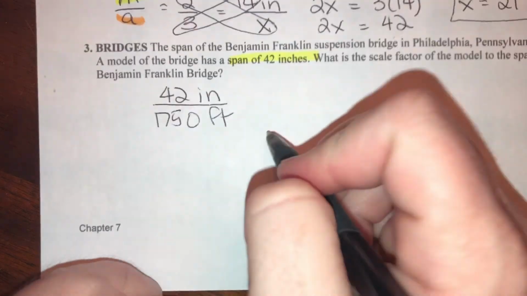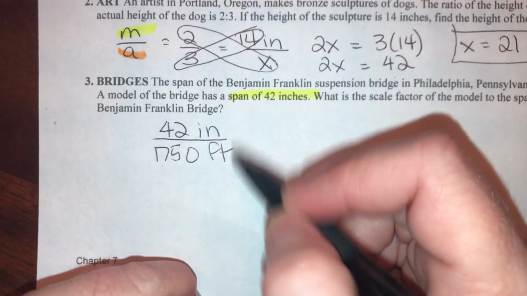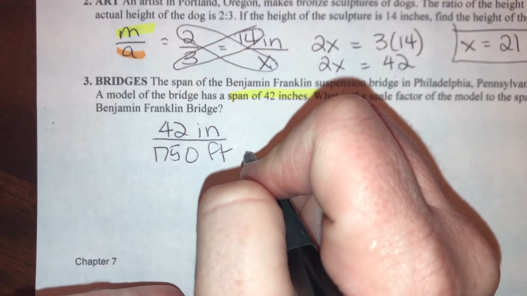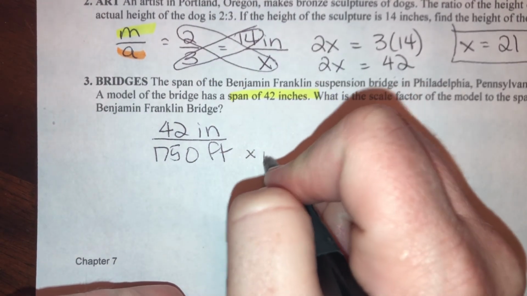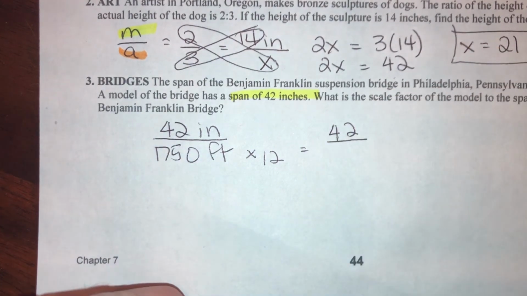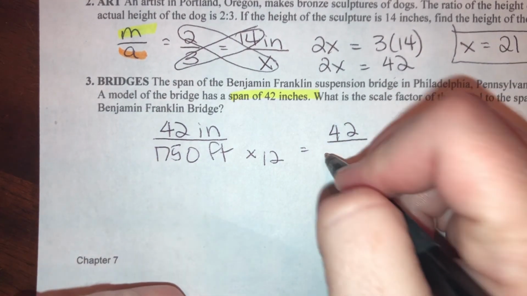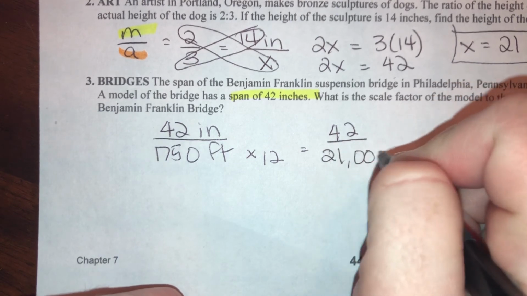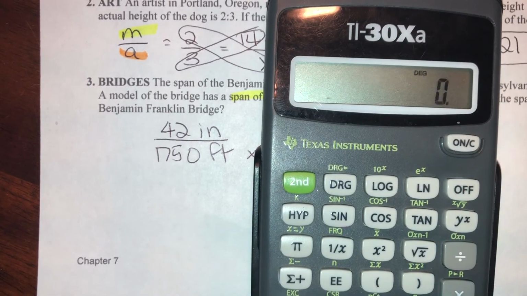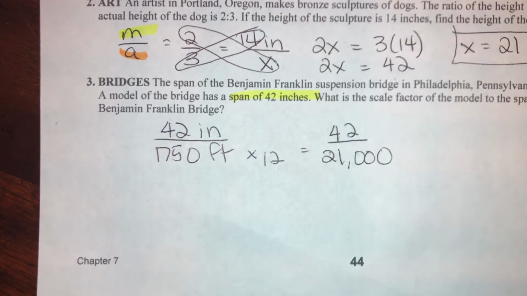But then we want to take it further, and we want to make sure they're in the same units of measure. So the top's in inches. I'm not going to touch the top, but I do need to change the bottom to inches. So that's 42 over, and that is 21,000. Don't believe me? Let's do it together. 1,750 times 12. 21,000. Okay, 42 over 21,000.